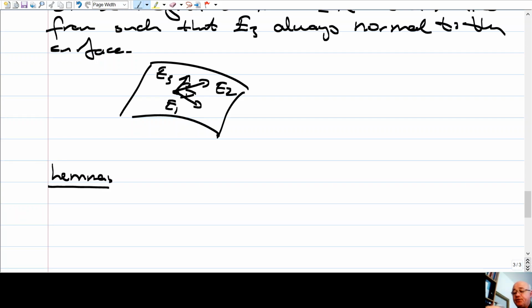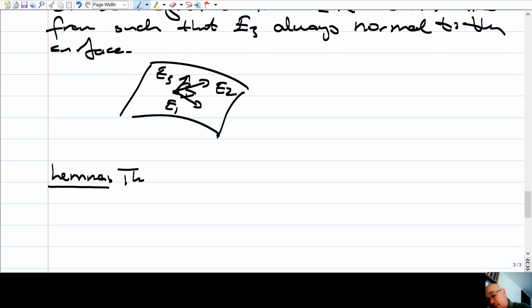We have an adapted frame whenever our surface is orientable. If it is orientable, then we always have this E3 vector. And then how can we find E1, E2? For any surface chart, just write down two linearly independent tangent vectors, and then apply the Gram-Schmidt process, find E1, E2, and then take their cross product, and you get the third vector E3.